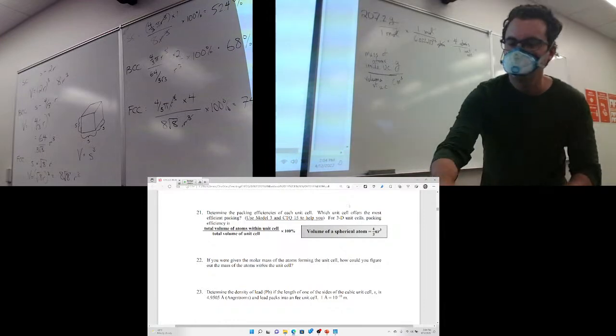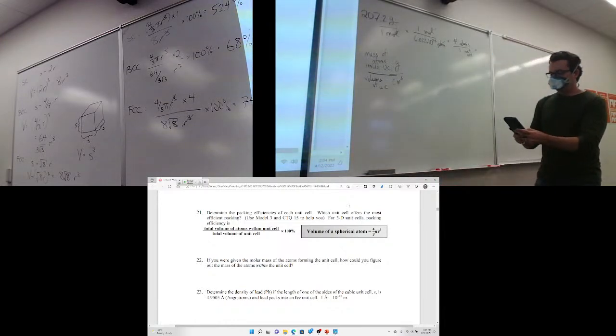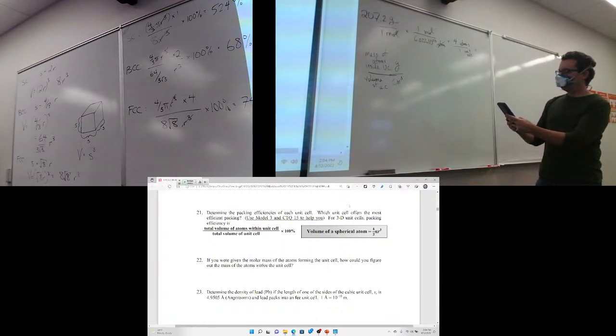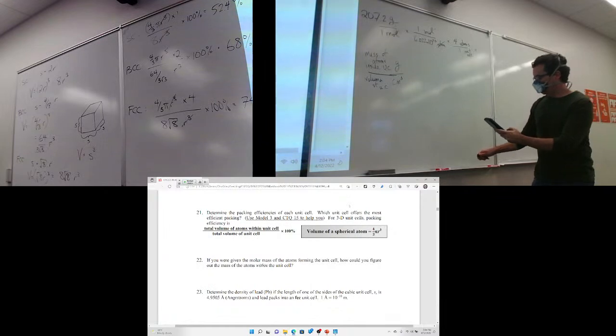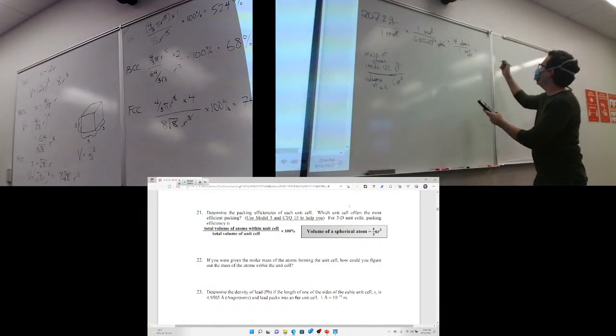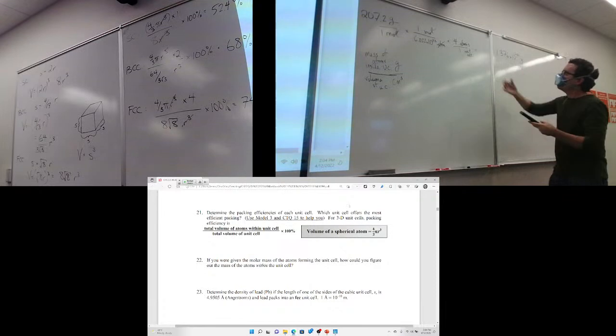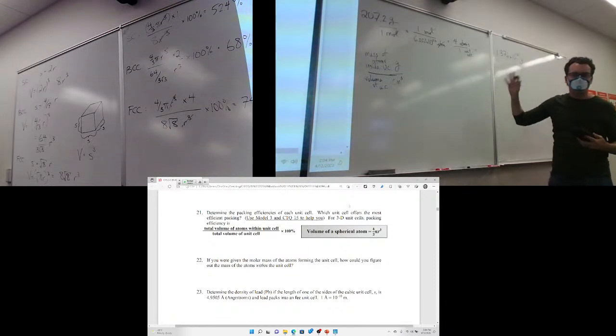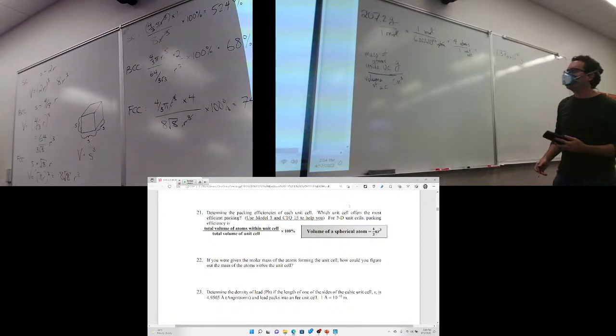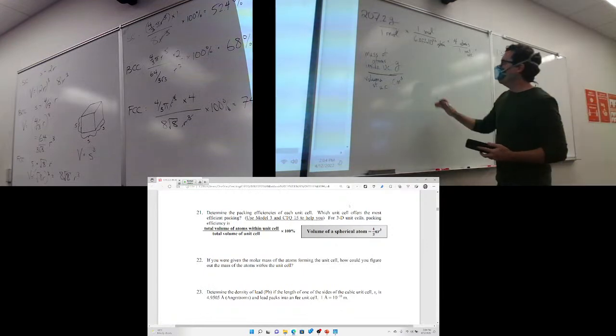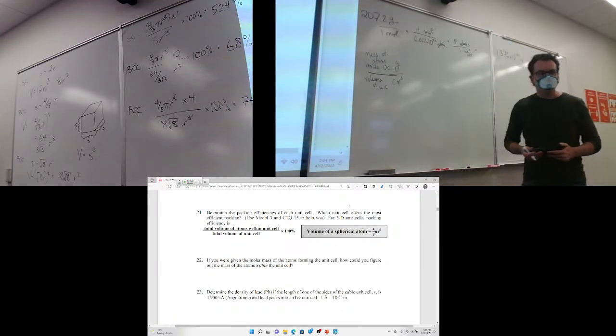Let's see. 207.2 divided by 6.022 e to the 23, and then times 4 atoms. So the mass of those atoms inside the unit cell is going to be 1.376 times 10 to the minus 21 grams per unit cell. I can leave that up. I know what this means. It's per unit cell.